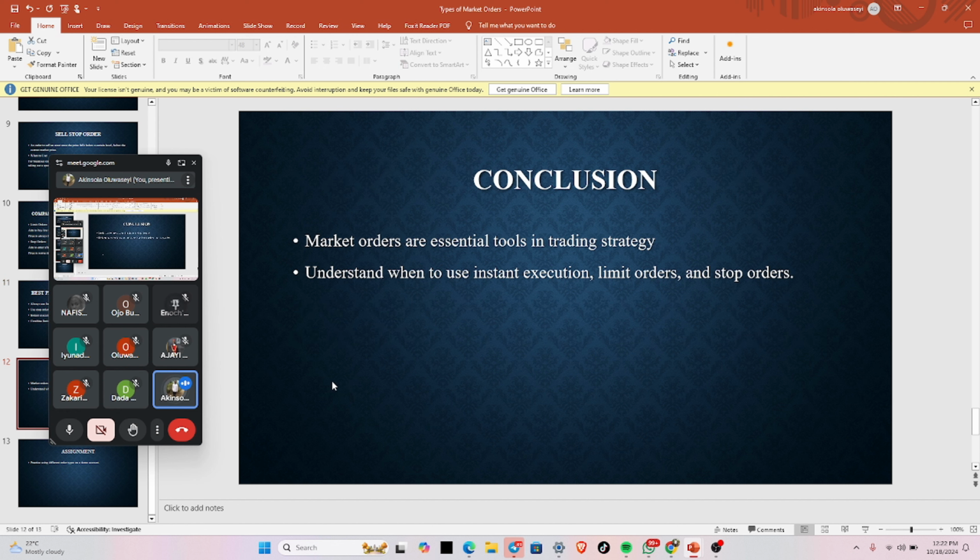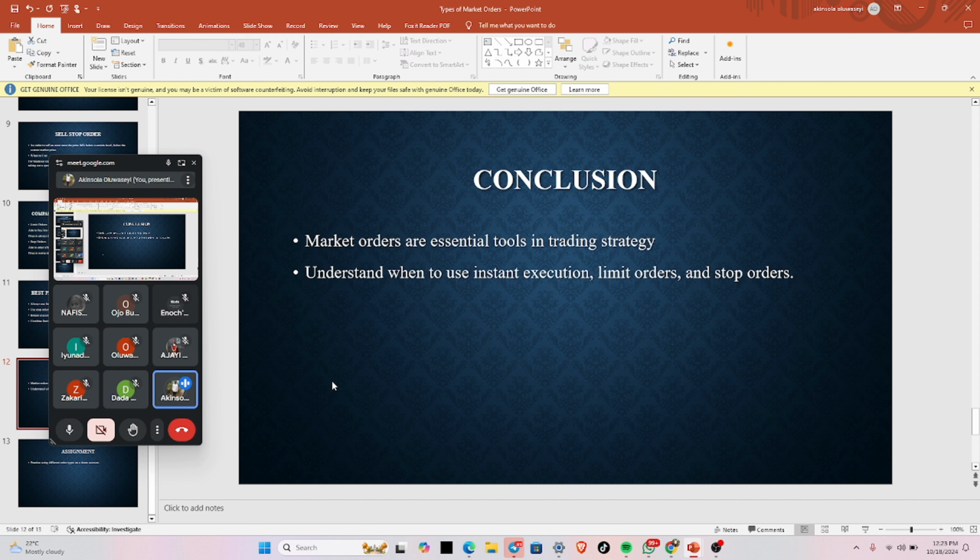Just make sure you read and digest the PDF very well. The file sent to the group, digest it very well, and ask me any question. And also do your research. Go on YouTube, make use of any platform you want, just for you to understand basically the real concept behind the limit order and the stop order, and also the instant market execution. Come to my DM if you have any question.